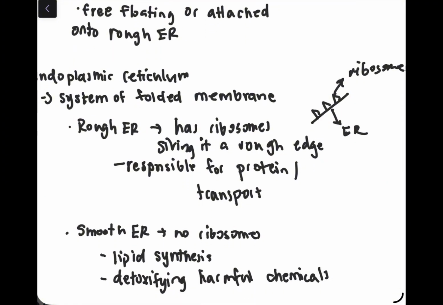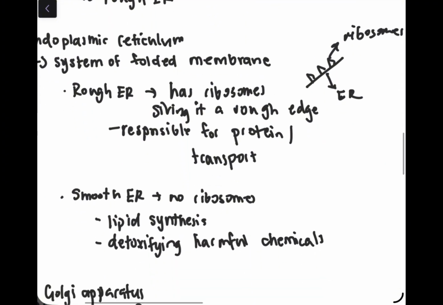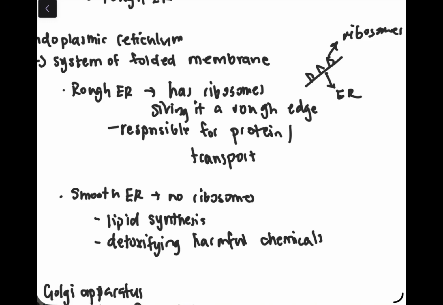The smooth ER, on the other hand, does not have any ribosomes. If that was our ER, this one is just going to be a line right there. And this is responsible for lipid synthesis, so it creates fats. It's also responsible for detoxifying harmful chemicals. All this really means is that it makes harmful chemicals less harmful. So these are the basic surface level knowledge you need to know about these.